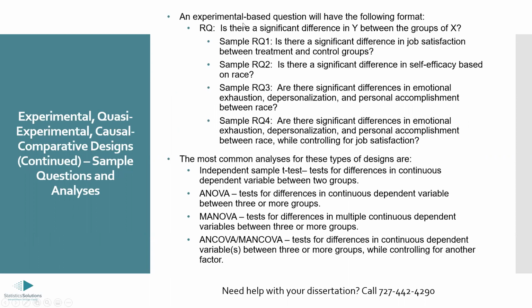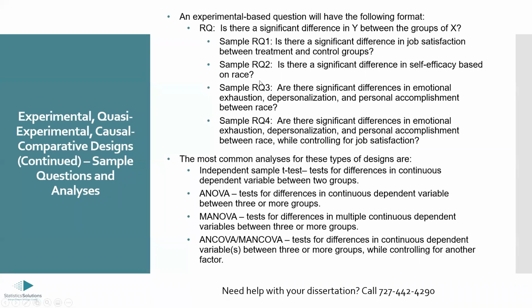So here we have some sample research questions for an experimental type design. You usually put the dependent variable first, so the order of the variables is a little bit different. We would say, is there a significant difference in Y, which is your dependent variable, between the groups of X? For example, is there a significant difference in job satisfaction between the treatment and control groups? Is there a significant difference in self-efficacy based on race?